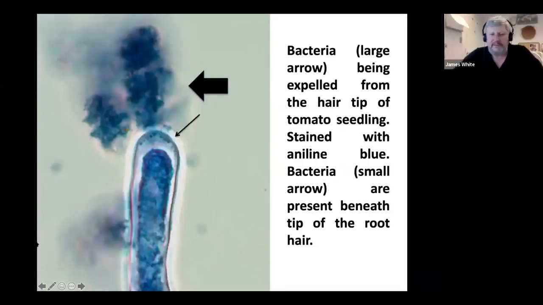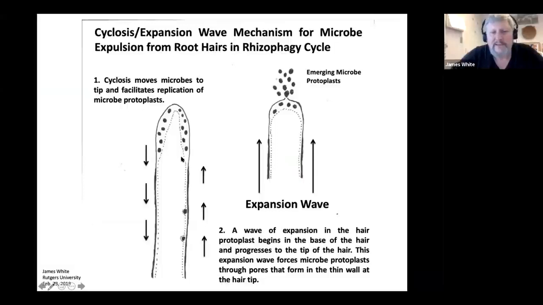And this shows one of the hairs. You can see the microbes out. You can see, kind of in transition, bacterial protoplasts that were in that wall that's coming out. Little pores form in the growing wall, and it's through those pores that these microbes get expelled. And this shows actually the way the tip works.